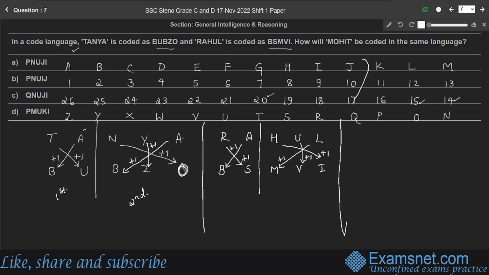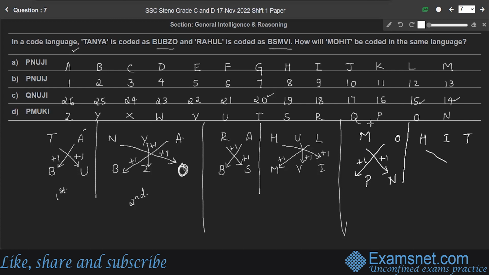To find the code for Mohit, M-O-H-I-T, split the word Mohit into two parts. M plus 1 should be the second letter of the code. M is 13, plus 1 is 14, which is N. And O plus 1: O is 15, plus 1 is 16, which is P. So the code for MO is PN.